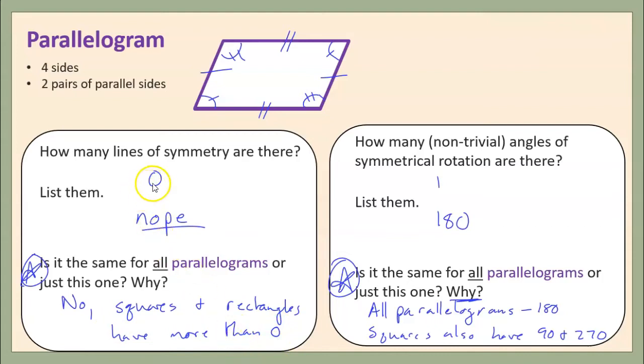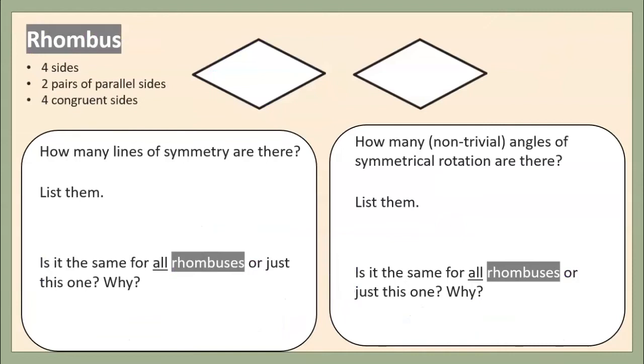But will this be true of any parallelogram that is not a square or rectangle? We might not have enough information for that yet. Let's hold out. Let's move on to a rhombus. How many lines of symmetry do we have for a rhombus? Let's check that out. Try to fold a rhombus.